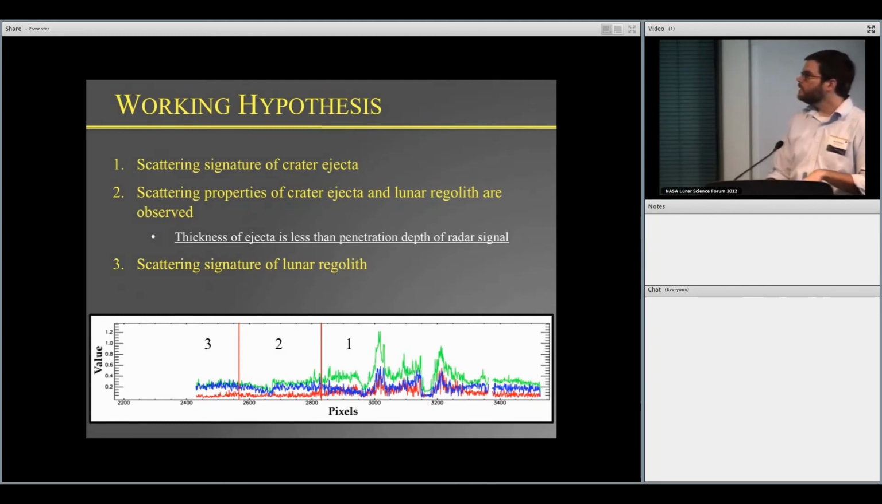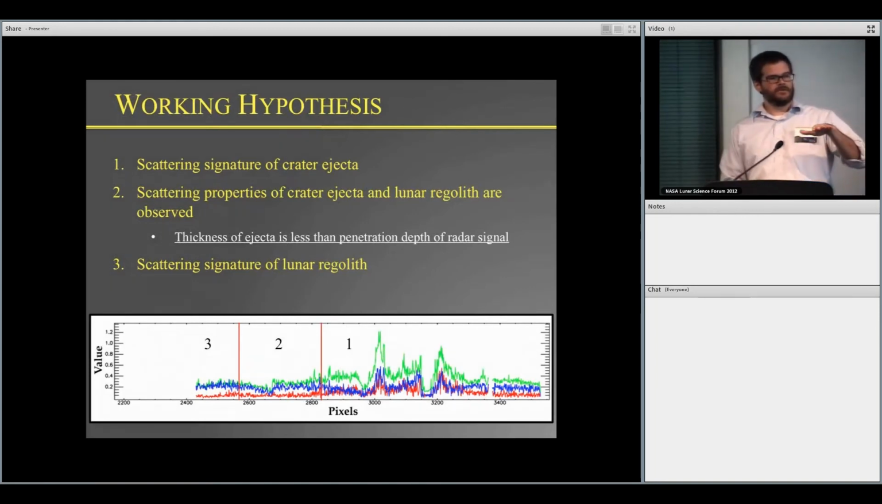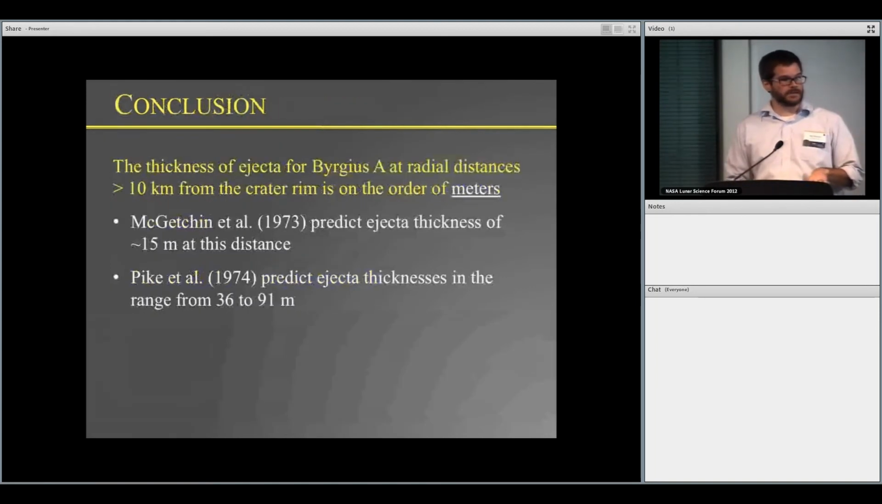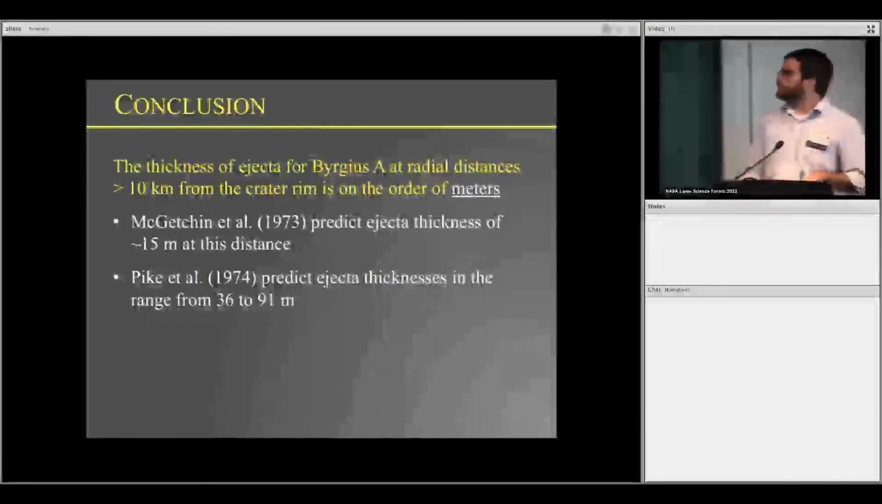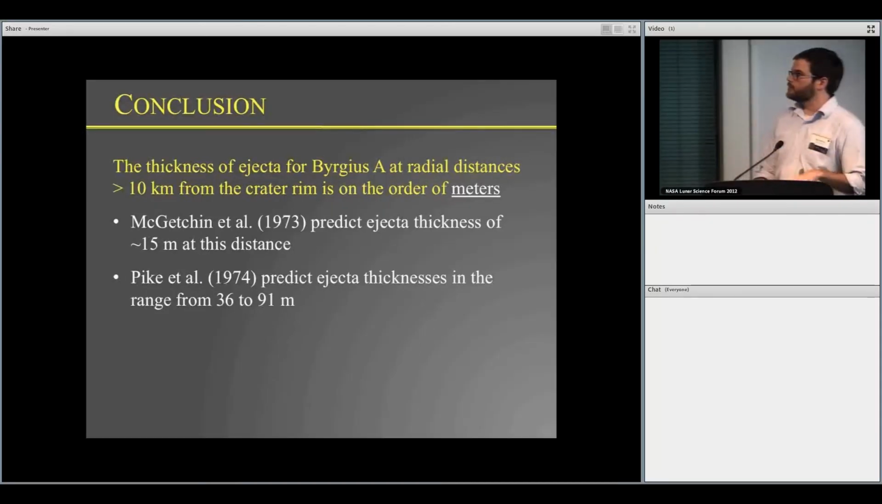Our working hypothesis is the scattering properties of crater ejecta and lunar regolith are being observed in this middle region, and that suggests the thickness of the ejecta is less than the penetration depth of the radar signal. So basically, we think we may be seeing through the ejecta deposit into the lunar background terrain. So why is that important? Well, the thickness of the ejecta for Burgess A at radial distances greater than 10 kilometers from the crater rim is on the order of meters if our working hypothesis is correct.